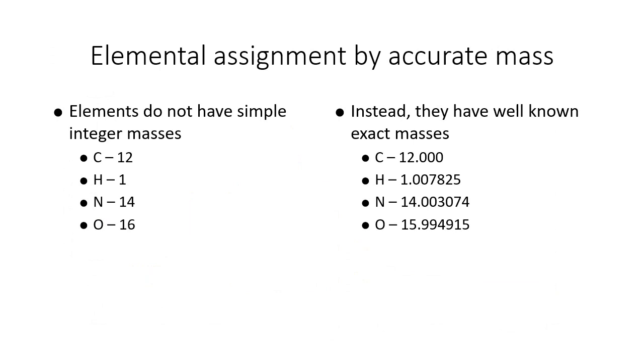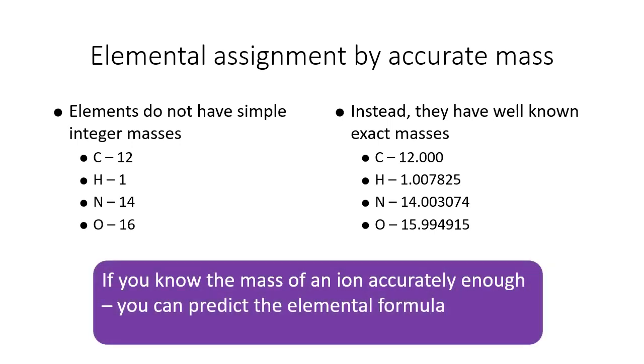So let's start at the beginning. Remember that the masses of each element are not integers, with the exception of carbon, which does happen to weigh exactly 12 daltons. However, all the other elements have a small mass defect associated with them. So hydrogen doesn't weigh 1 dalton, it weighs 1.007825 daltons. And nitrogen doesn't weigh exactly 14 daltons, it weighs 14.003074 daltons. So if we were able to measure the mass of an ion accurately enough, then there would be only one combination of all those fractional masses that would add up to the right mass to be assigned to that ion.